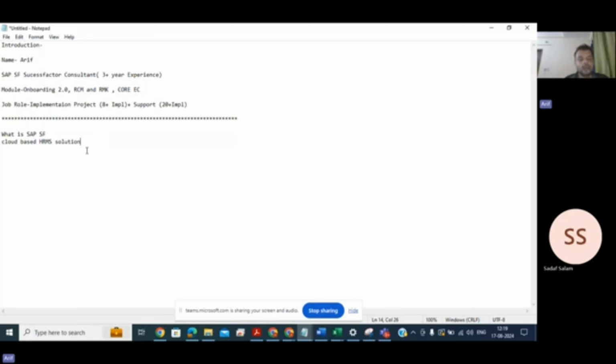So this is a cloud-based HRMS solution which deals with the complete hire to retire functionality. It's a complete hire to retire solution.